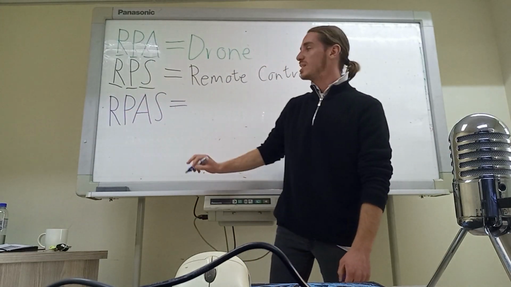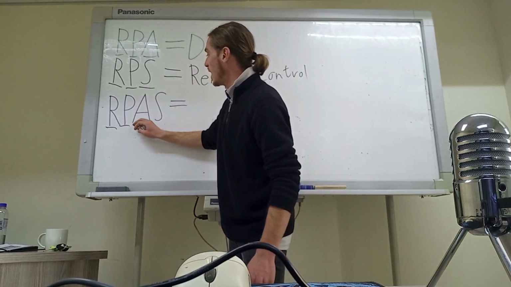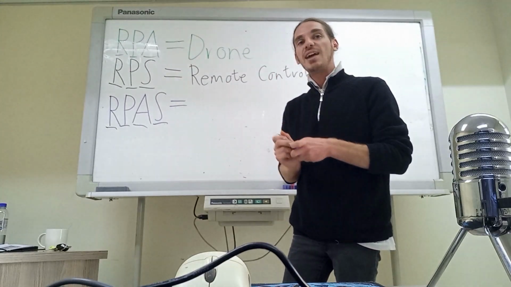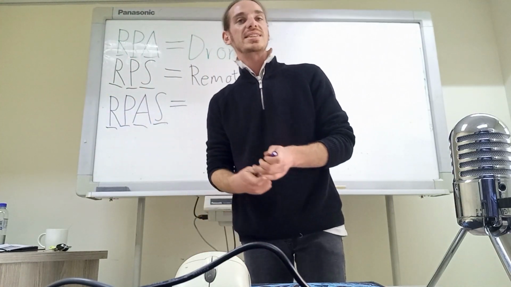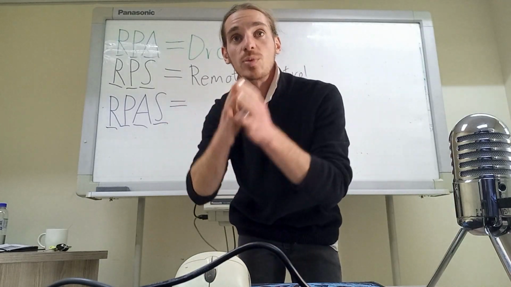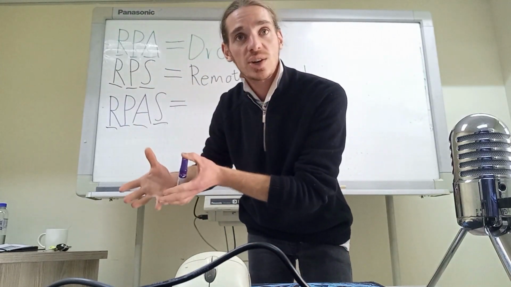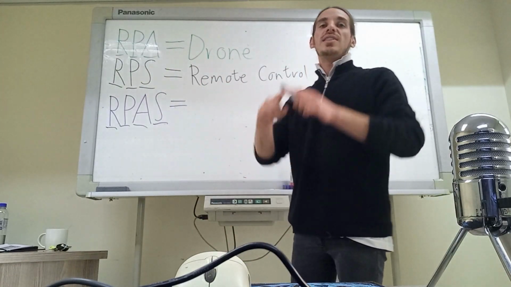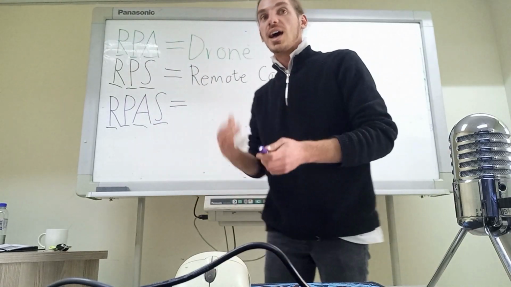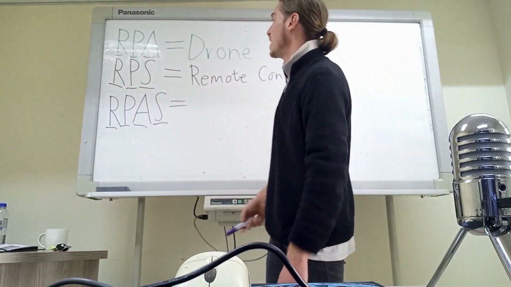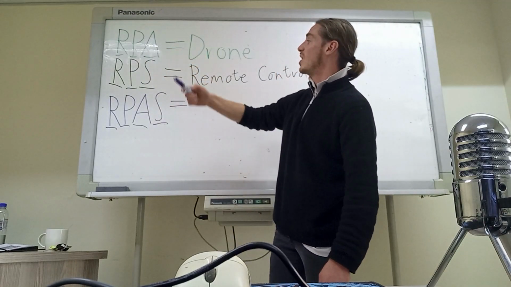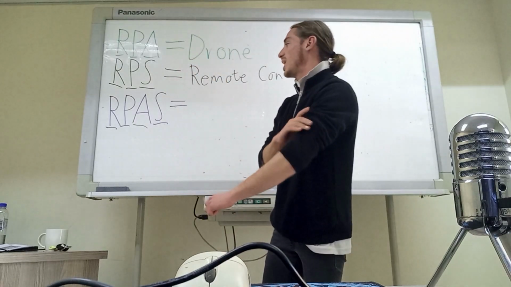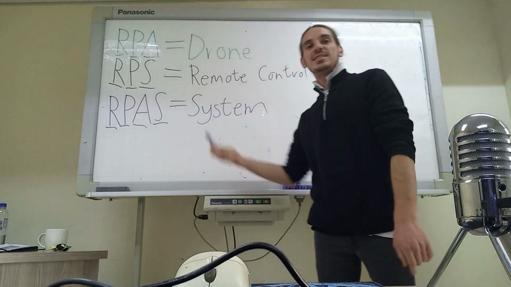Your RPAS stands for Remote Pilot Aircraft System. It is not a station. It is a system. It is everything working together. What is a system? It is a set of components that work together to create a consequence or create a result, okay? And that's what the RPAS is. It is a system that creates a result. So the result is us flying the drone. How does that work? It takes the RPA, it takes the RPS, it combines the two, and you've got the RPAS, okay? So it is your system. That is the difference between the three.